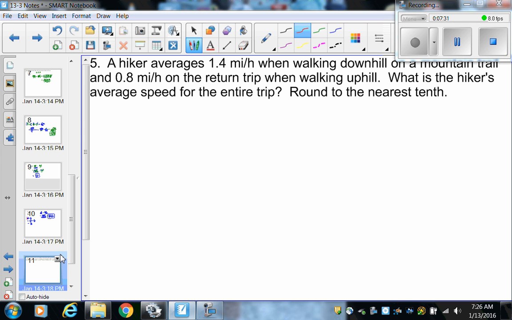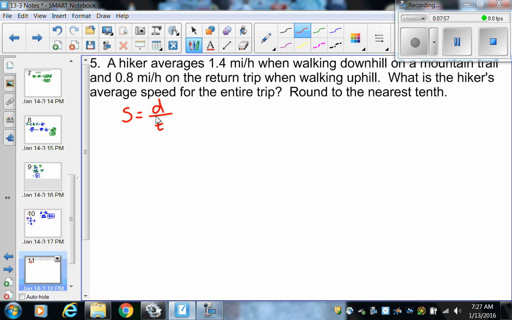Let's look at some application problems. It says a hiker averages 1.4 miles per hour when hiking downhill on a mountain trail and 0.8 miles per hour on a return trip when walking uphill. What is the hiker's average speed for the entire trip? In case you don't remember, speed is just distance divided by time.